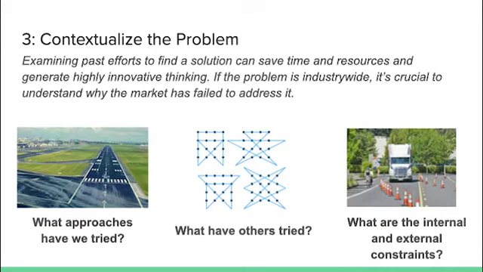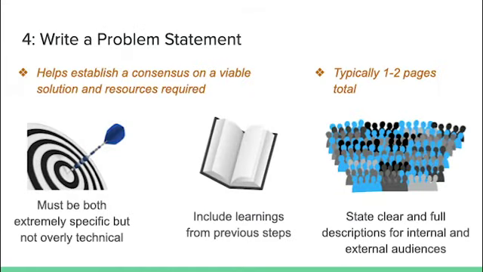So once you have that part of the conversation, then you contextualize the problem. This is where you look at past efforts. What have we tried before? What have others tried? And what are our constraints? This third part, the constraints, is a really important part of the conversation because that lets you know the guardrails. And sometimes you might realize that you need to remove a constraint because there's no solution if you have that constraint.